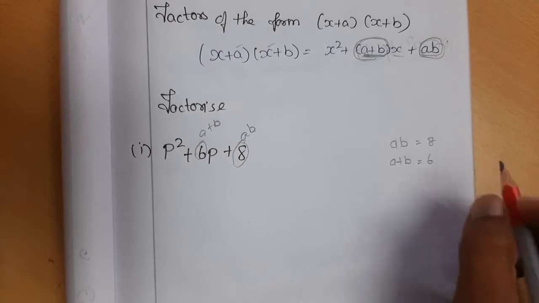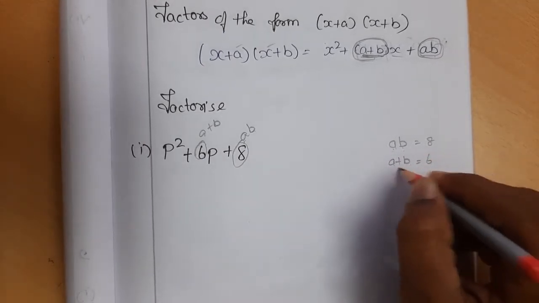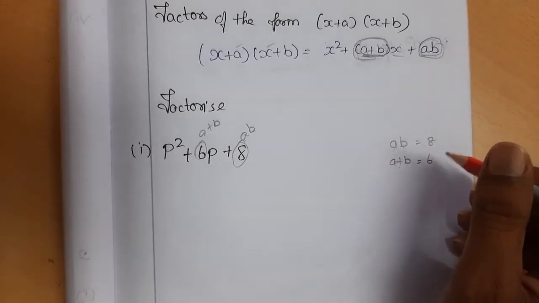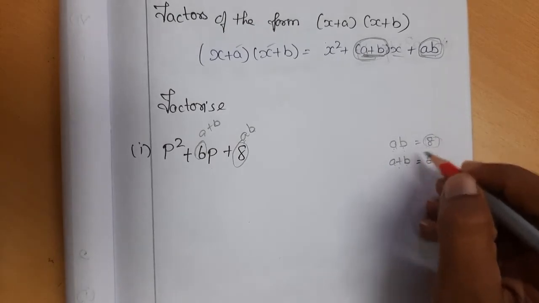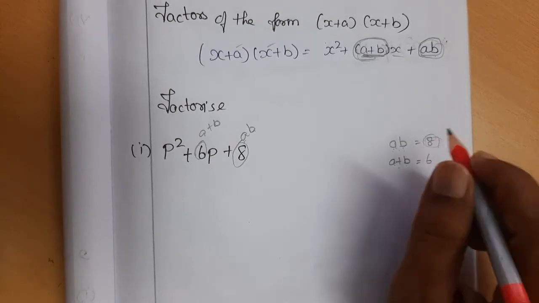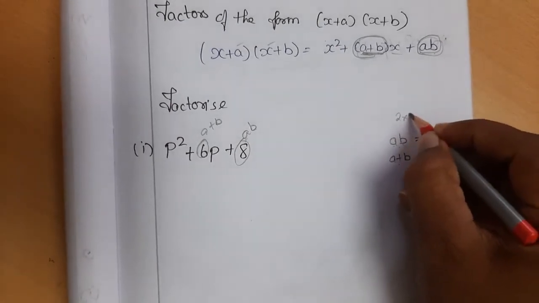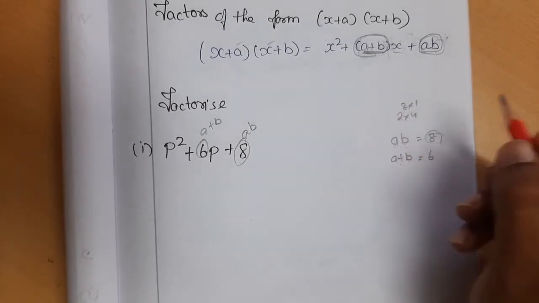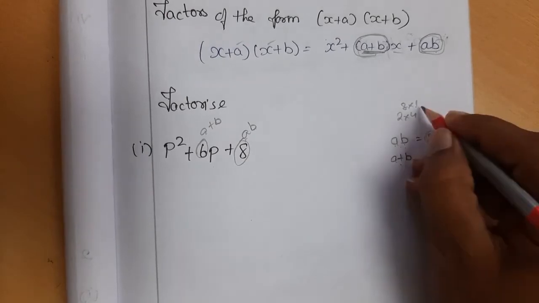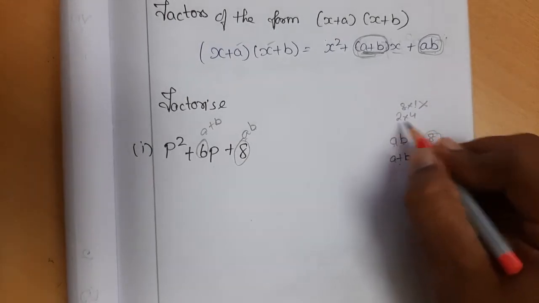So we have to substitute each value for a and b and find them. It is easy to find the multiples first. So a into b, what are the factors of 8? 2 into 4, 4 into 8, 1 into 8, 8 into 1. So if you add 8 and 1, will we get a 6? No.